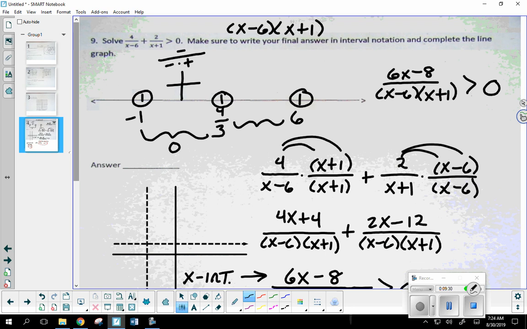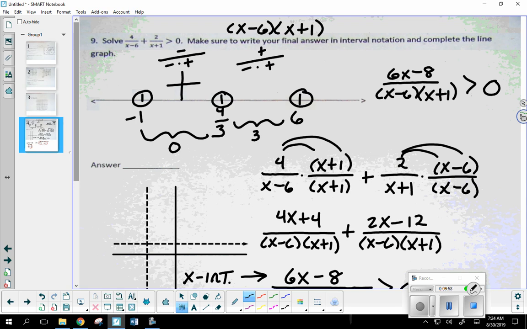So on this interval, let's choose, oh, I don't know, let's go 3. 3 sounds like a good one. Okay, so now that value I chose, we're going to plug in one at a time to these 3 groups, my function. So 6 times 3 is 18 minus 8. Well, that would give me a positive number. Over 3 minus 6 would give me a negative. 3 plus 1 would give me a positive.